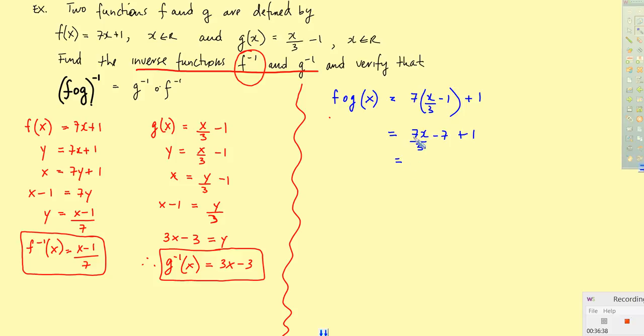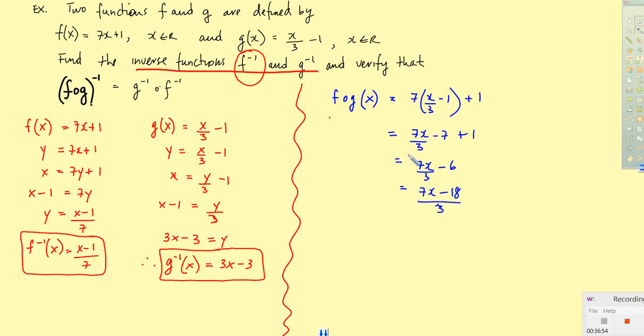I will take a common denominator, so it'll be 7x over 3 minus 6. Common denominator giving me 7x over 3, and it's minus 18 over 3. So I just got a common denominator. So there's my f of g of x.